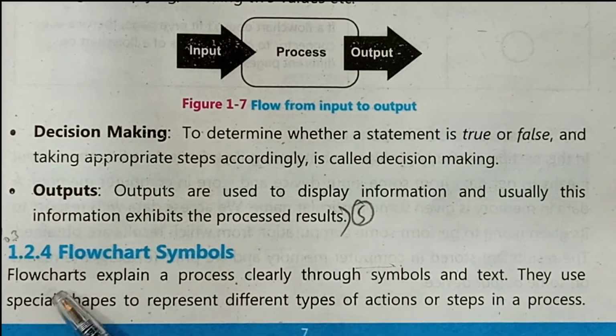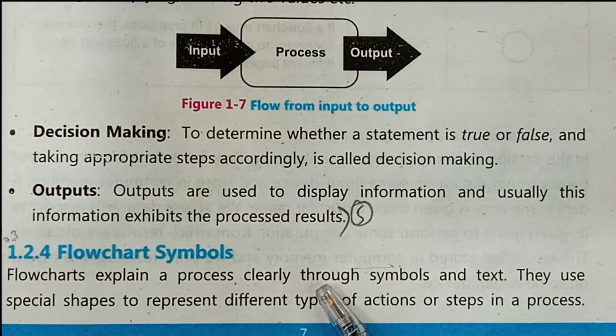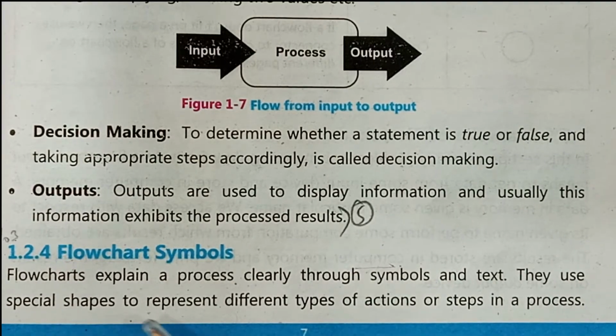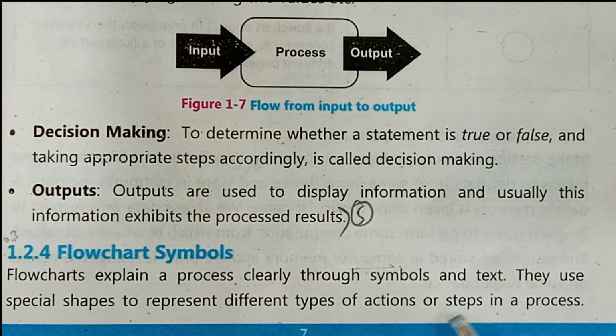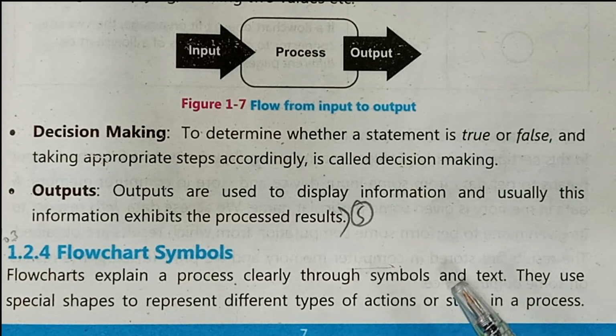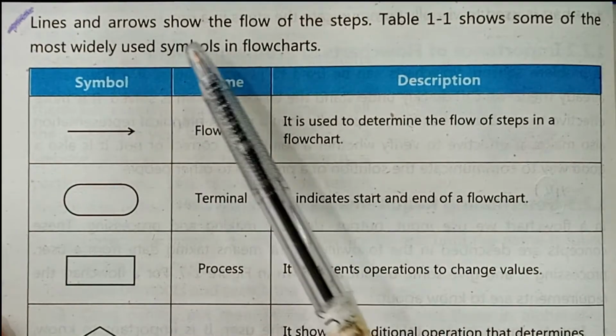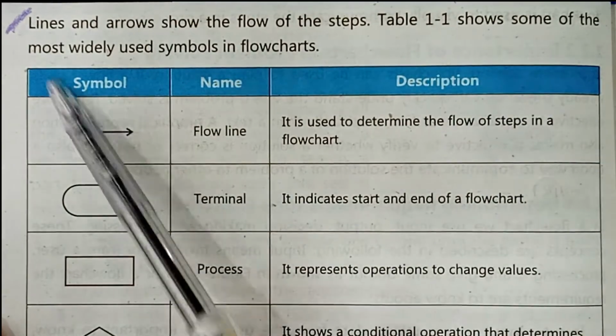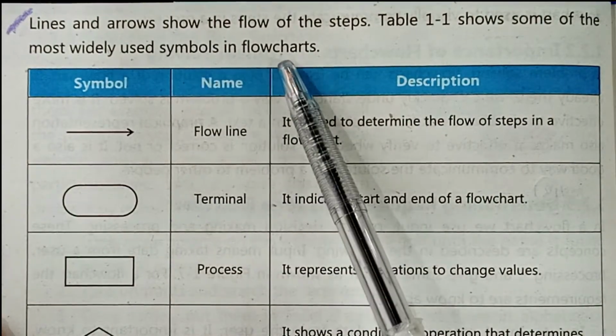Flowcharts explain a process clearly through symbols and text. They use special shapes to represent different types of actions or steps in a process. Students, as you know, flowchart is a graphical representation of the steps to solve a problem. Flowchart use different figures to represent different kinds of steps in a process. Lines and arrows show the flow of the steps. Table 1.1 shows some of the most widely used symbols in flowcharts.